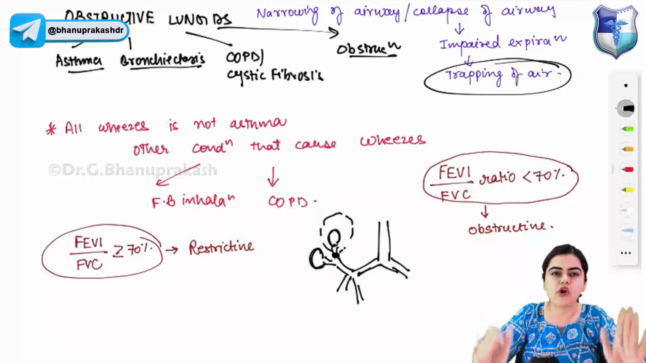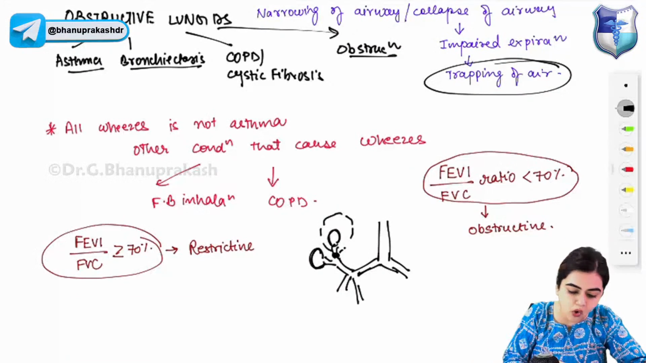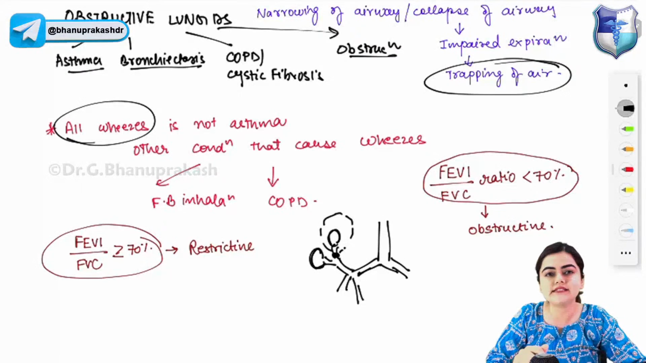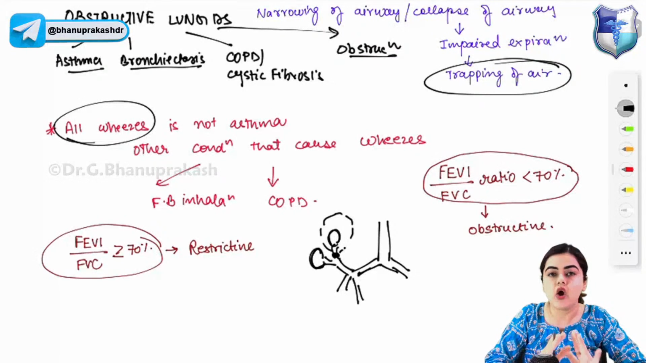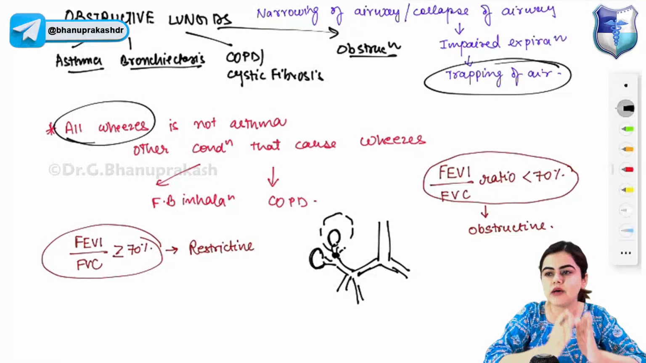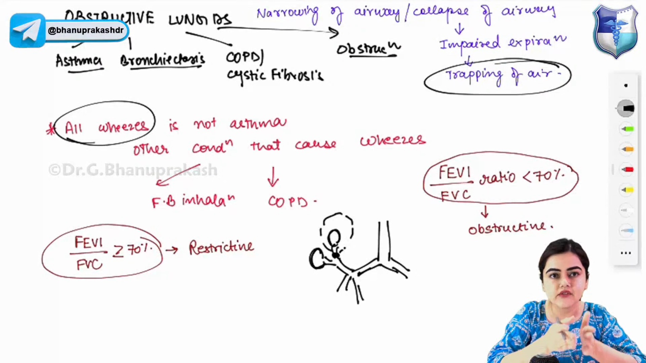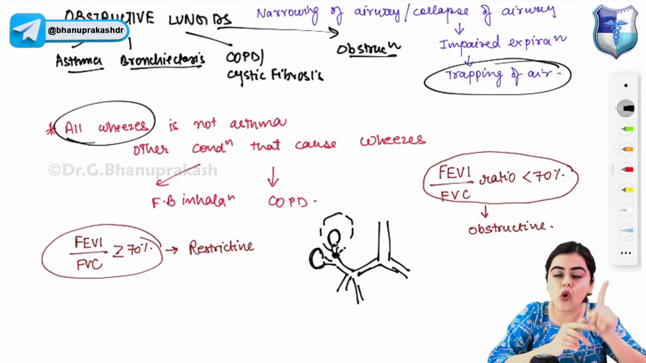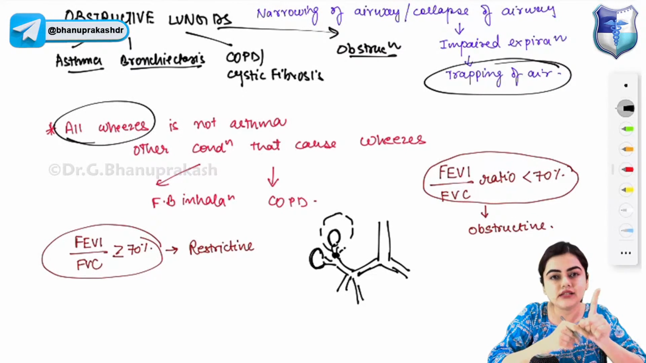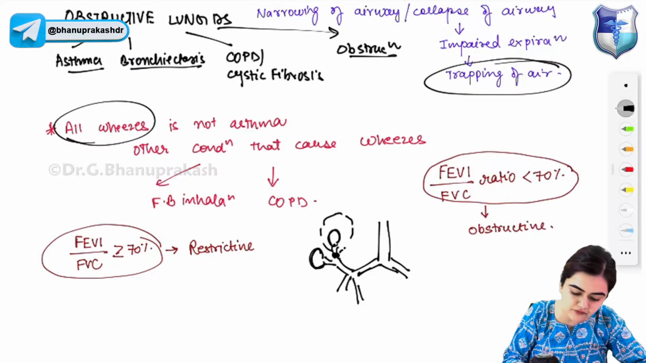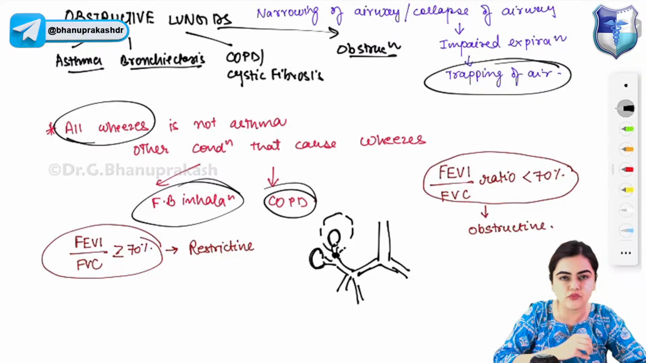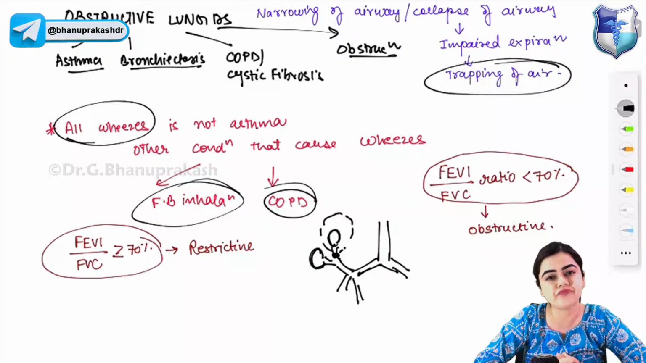Now, one important point that I want to tell you is all the wheezes are not asthma. We all know that in asthma we get wheeze, right? But remember, all wheezes are not asthma. Other conditions that can cause wheezes are foreign body inhalation and COPD. These are two other causes of wheezes. I hope I am clear.